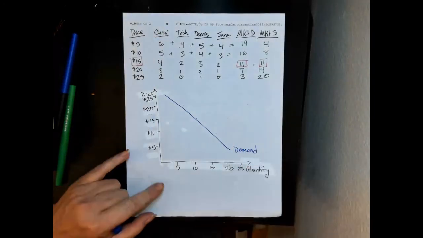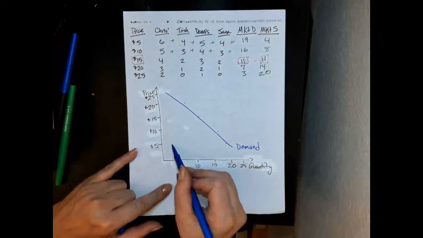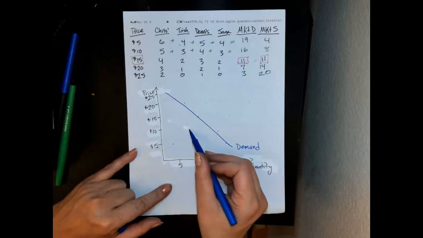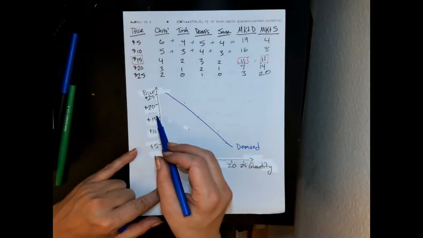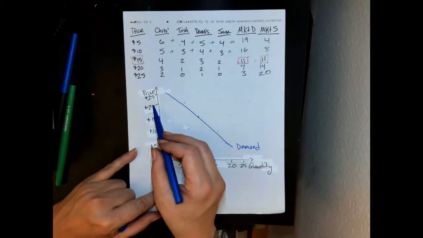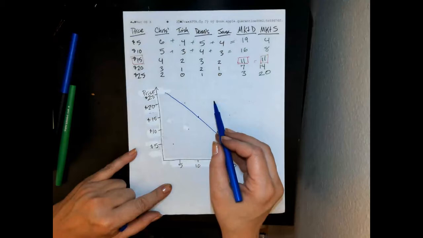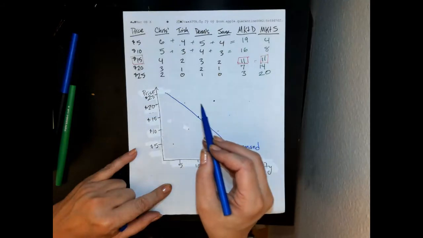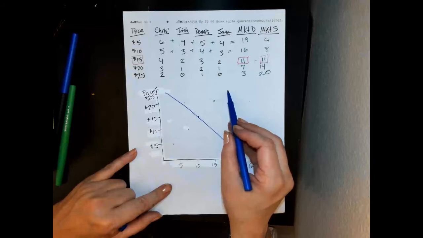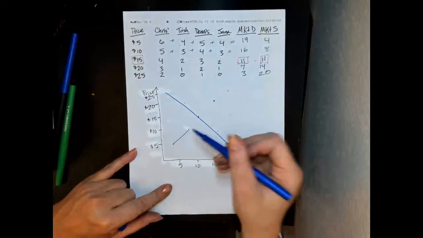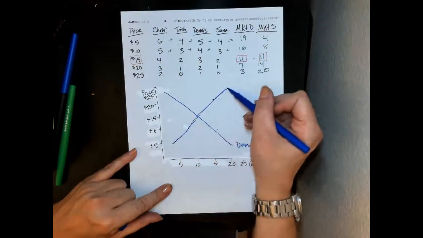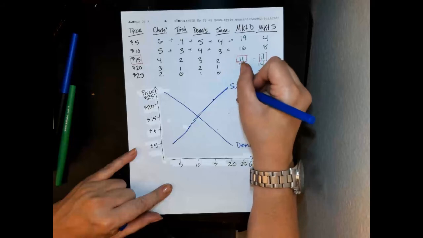I also have my supply curve that says that at $5, the market only supplies 4 books. At $10, the market supplies 8 books. At $15, the market supplies 11 books. At $20, the market supplies 14 books. And at $25, the market is willing and able to supply 20 books. So that's going to look something like that. Such a straight line, right? Okay, so there's my supply curve.